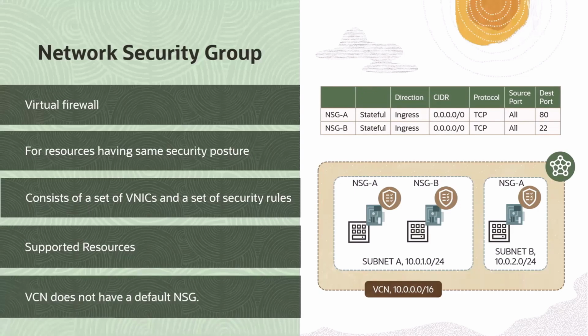When we create a VCN, a default security list is created, just like a default route table. But when we create a VCN, a default NSG is not created. So if you would like to use NSG, you have to go ahead and create an NSG and define the security rules inside that NSG.